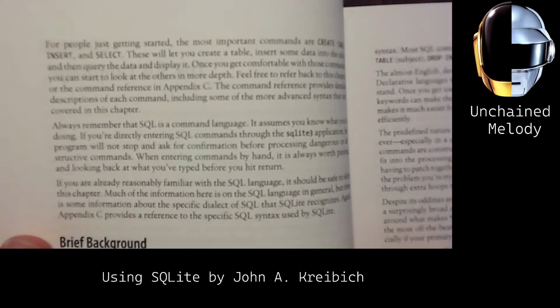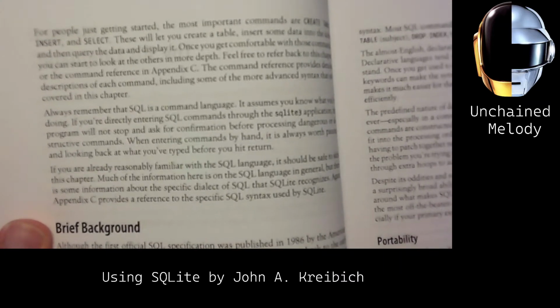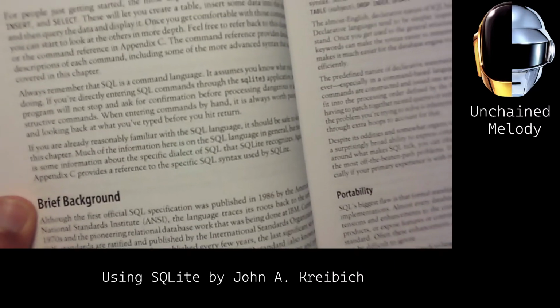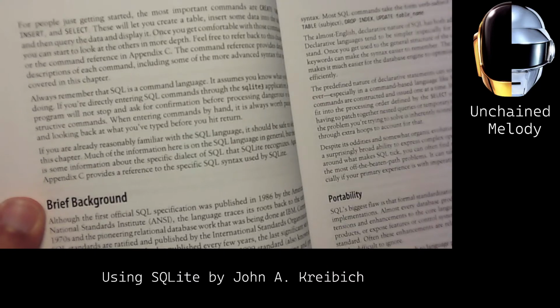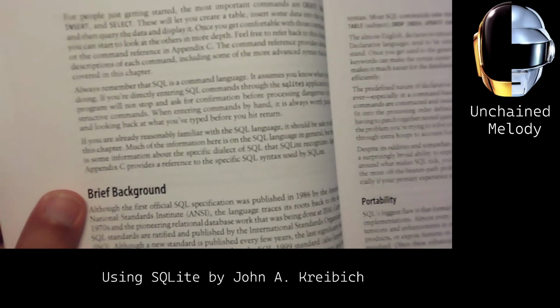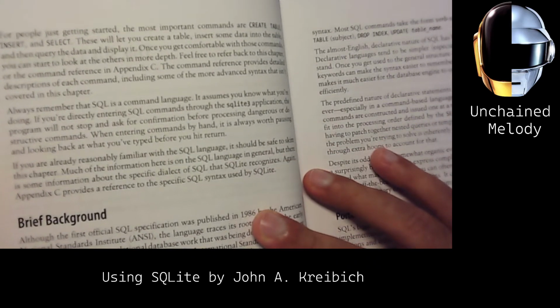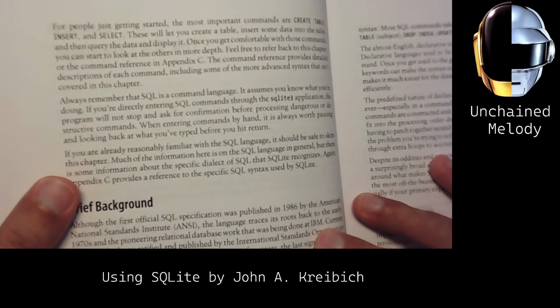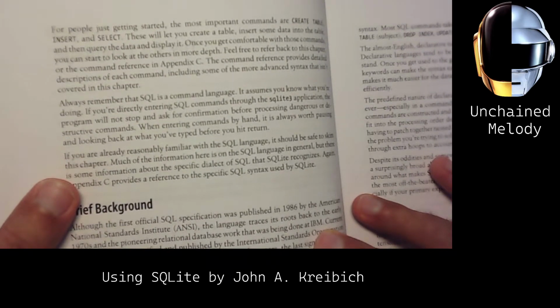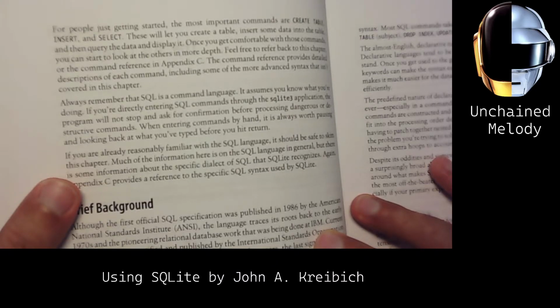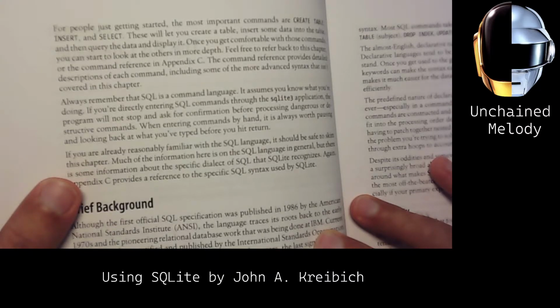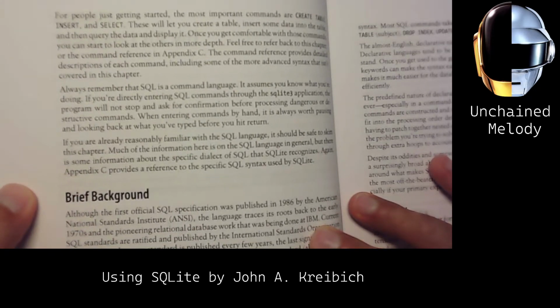For people just getting started, the most important commands are create table, insert, and select. This will let you create a table, insert some data into the table, and then query the data and display it. Once you get comfortable with those commands, you can start to look at the others in more depth. Feel free to refer back to this chapter or the command reference in Appendix C. The command reference provides detailed descriptions of each command, including some of the more advanced syntax that isn't covered in this chapter.